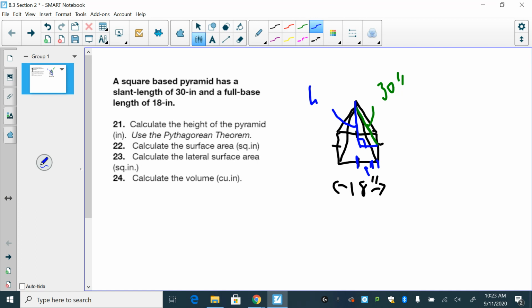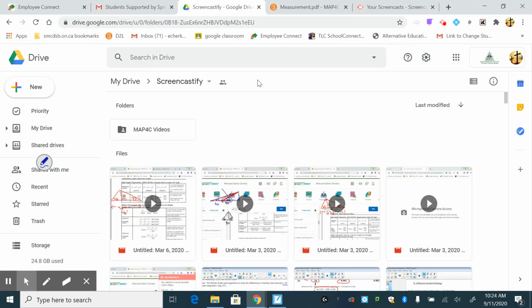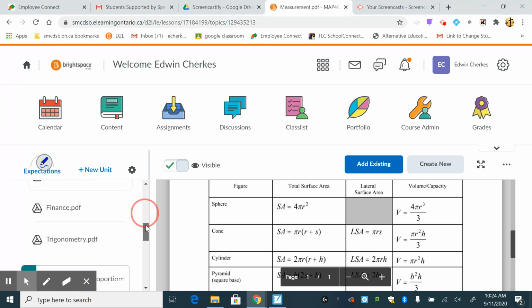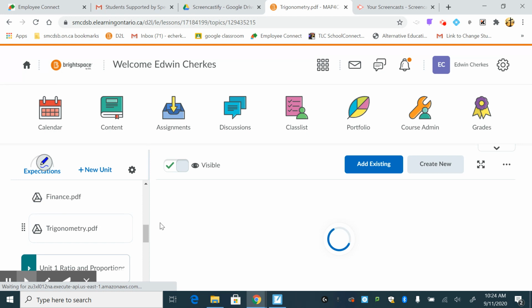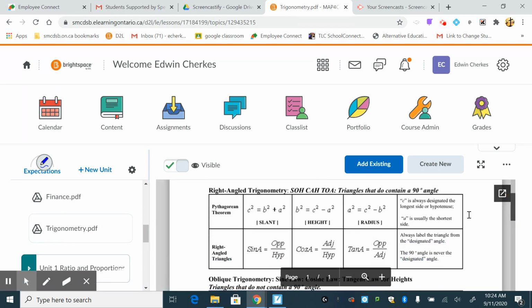Okay. So it says calculate using the Pythagorean theorem. Go back to your formula package and go to trigonometry, and you'll see the Pythagorean theorem, and you're looking for the height. So this one. Other questions you might be solving for the slant length of the pyramid, and other questions you might be solving for the full base length. So you would use this radius one and then multiply by 2 to get all the way across. But we're using this one.